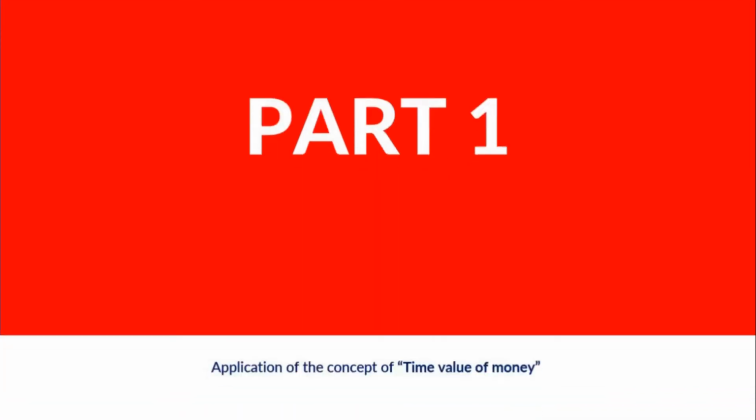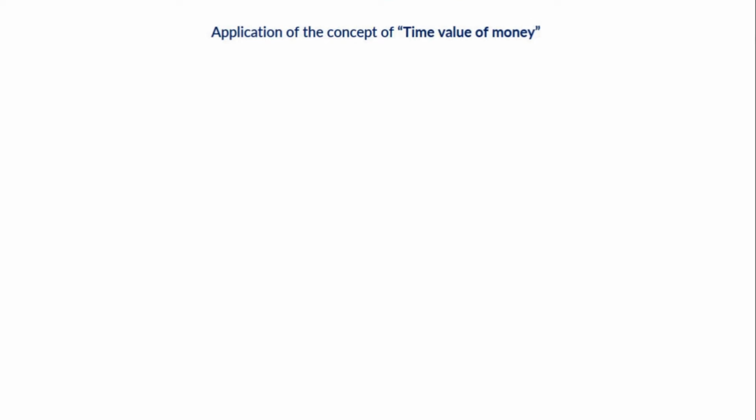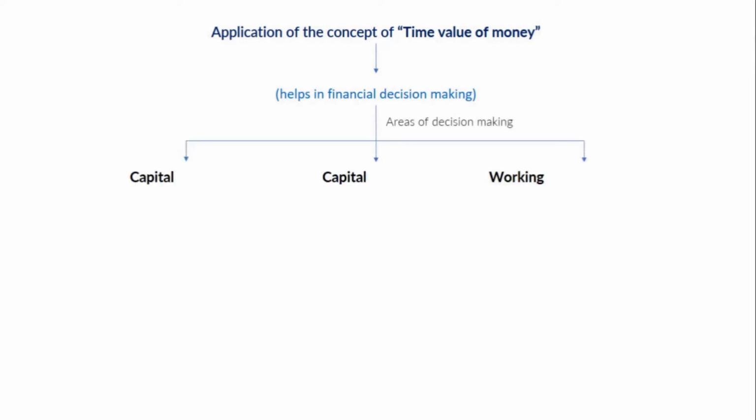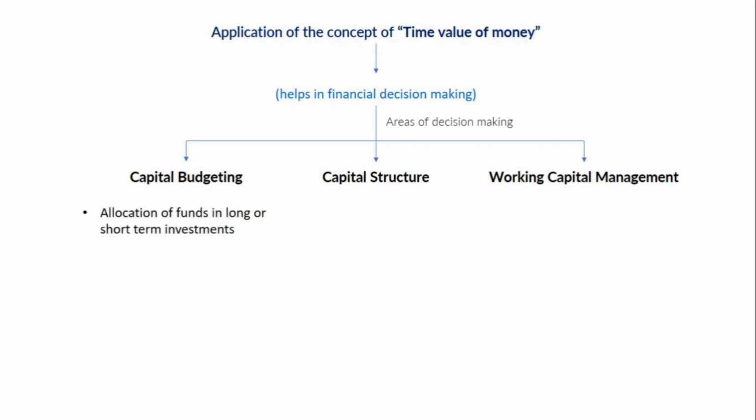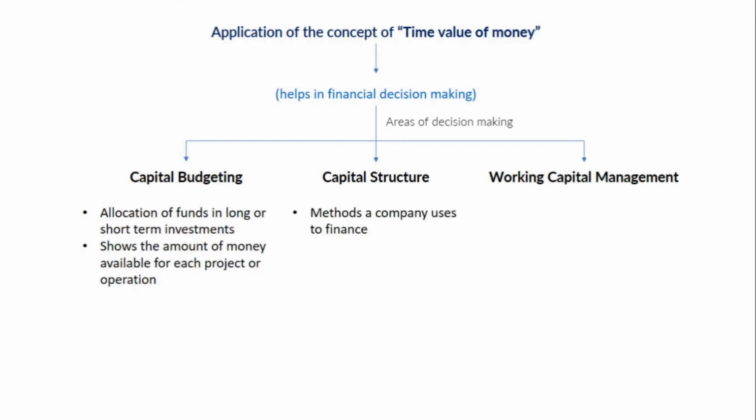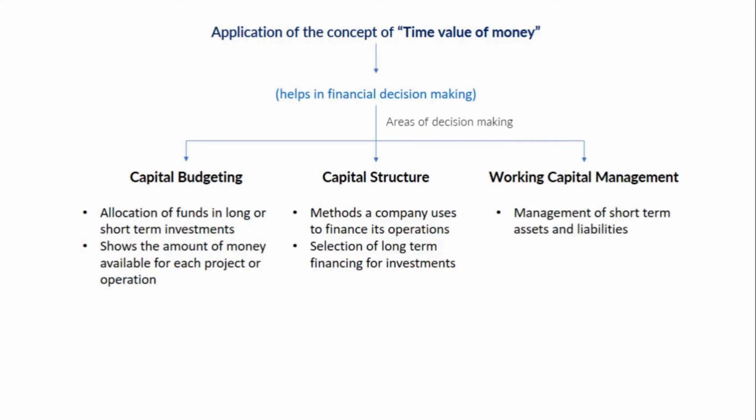As we know, this reading will deal with the application of time value of money. Now these applications help us in financial decision making. For example, whether a project should be accepted or not, there are 3 areas in financial decision making. First is capital budgeting, second is capital structure, and third is working capital management. Now, capital budgeting is proper allocation of funds in long-term investments. Second, capital structure is the selection of long-term financing for investments. And third, working capital management is basically the management of short-term assets and liabilities.